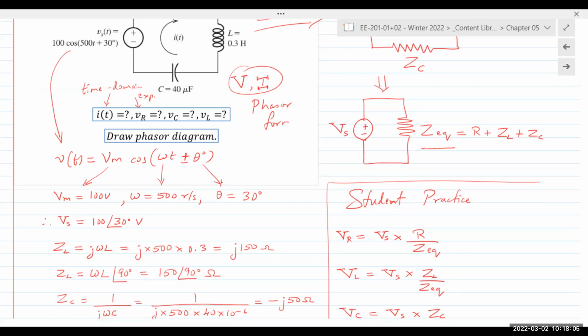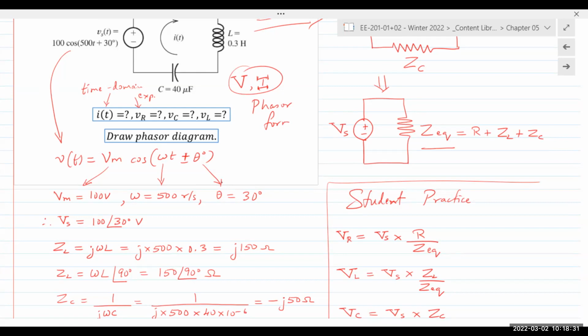If the expression was in sine of 500t, you convert it to cosine, subtract 90. So sine of 500t plus 30 would become cos of 500t minus 60. Right? So if the expression was in sine, you have to put it in cosine first. Subtract 90 degrees from the phase angle, which is something that we saw in previous examples.